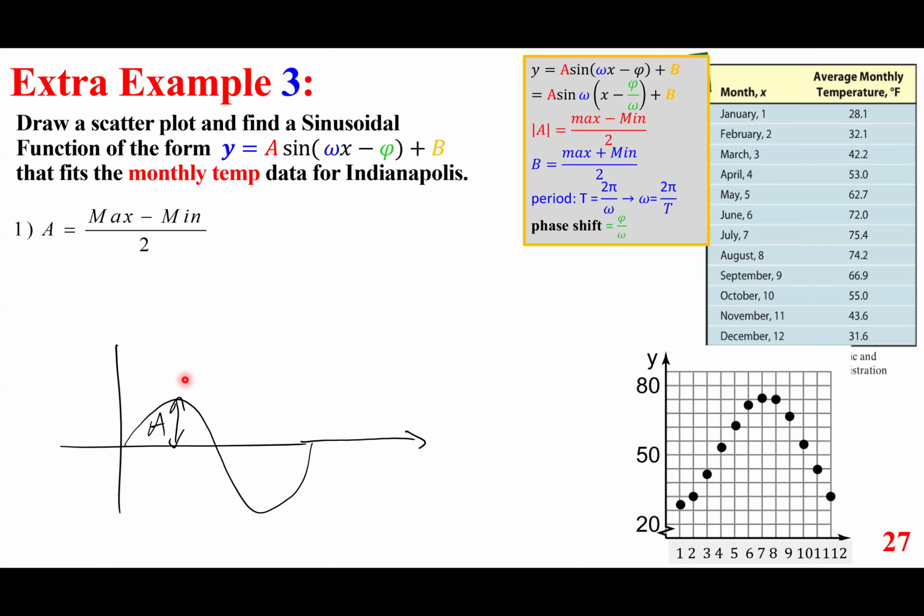Remember, the maximum is 1, the minimum is negative 1, 1 minus negative 1 is positive 2, divided by 2, for a basic function. Remember, the amplitude is 1. In any event, A is 1. And so max minus min. So we need to locate the maximum and the minimum.